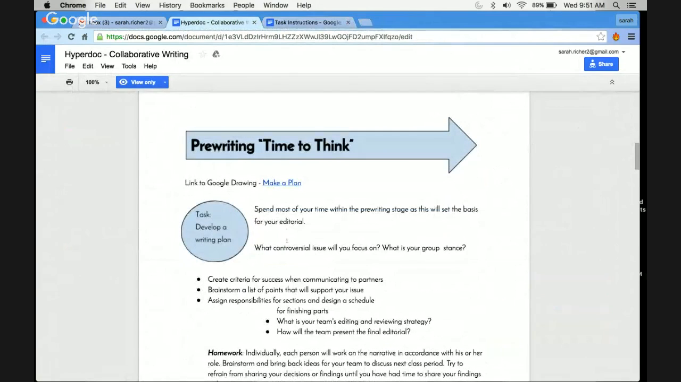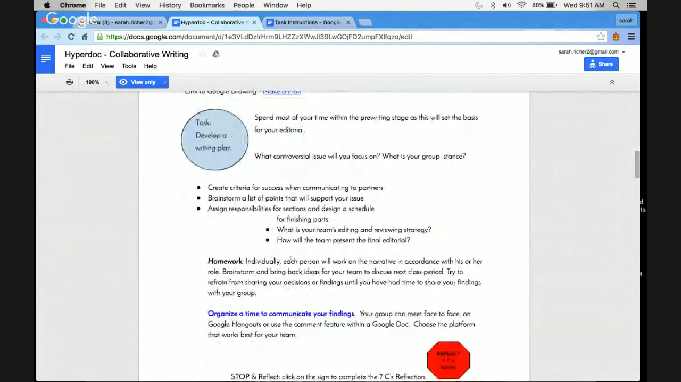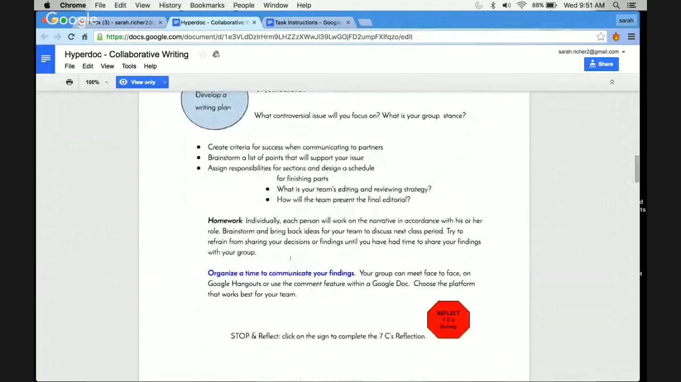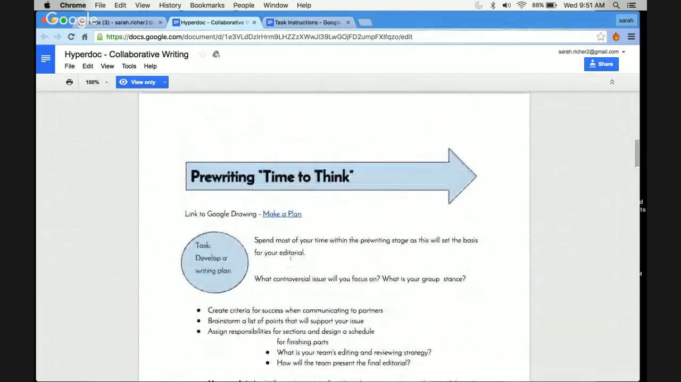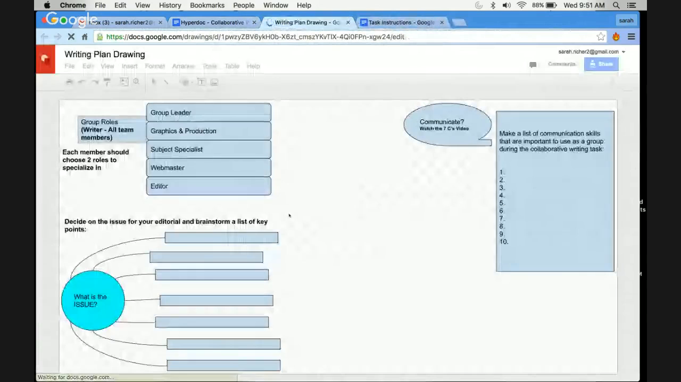they're communicating. So here you can see that I'm leading them through making a plan, and they have their questions that they need to develop, what they're going to be thinking about, and really being able to practice in this first stage what it means to communicate using those 7 C's. So in the first part, they're making a plan, and I'm just going to go in here quickly.